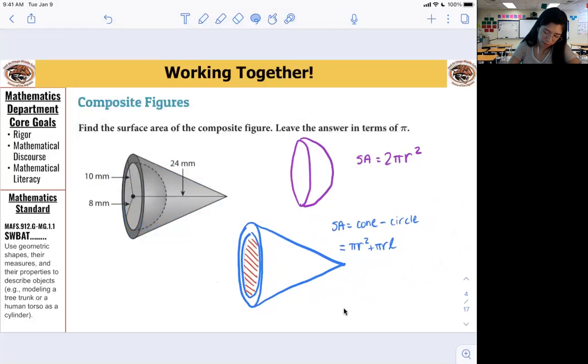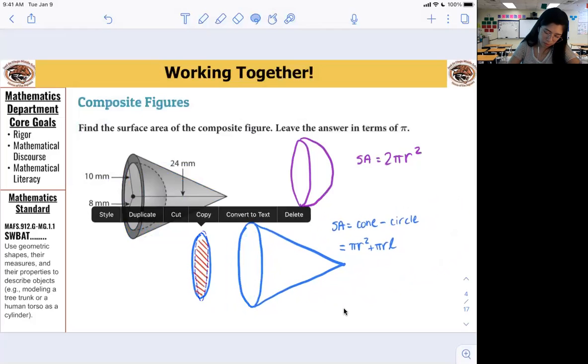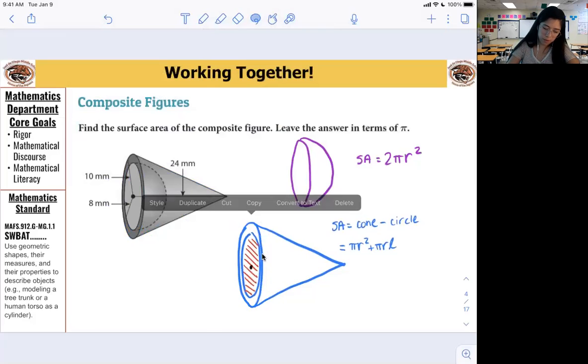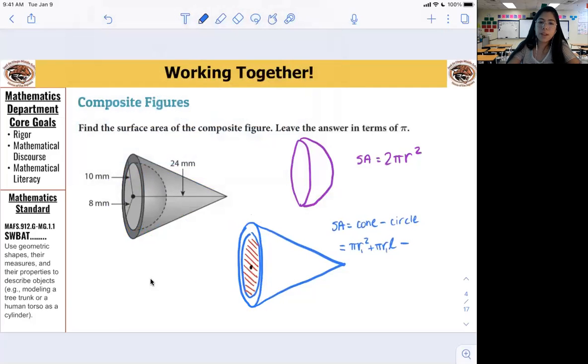Here, let me take this circle out. The cone has a radius, look carefully, of 10, and the circle has a radius of 8. Do you see that? It's just because it's like a donut, right? So this hole is a little bit smaller than this one. So I'm going to call it R1 and R2. R1 is the bigger circle, and then R2 will be the smaller circle. So we're subtracting pi R2 squared.